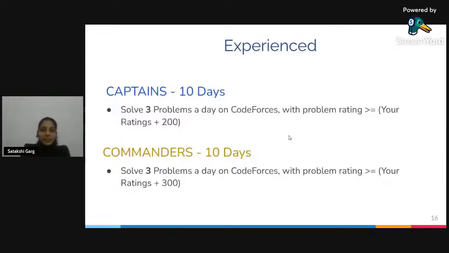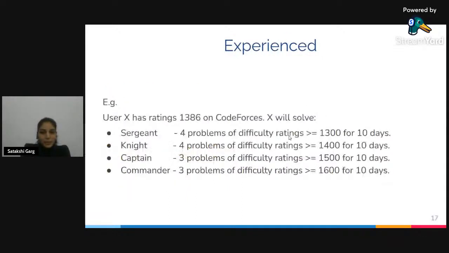So this is one example I have put in for the experienced people: suppose your rating is 1386, it will be considered as 1300. So it goes like 1300, 1400, 1500, 1600 as I explained, right?